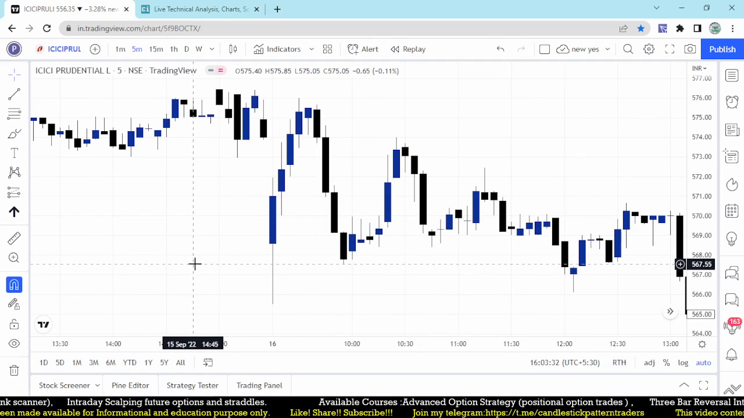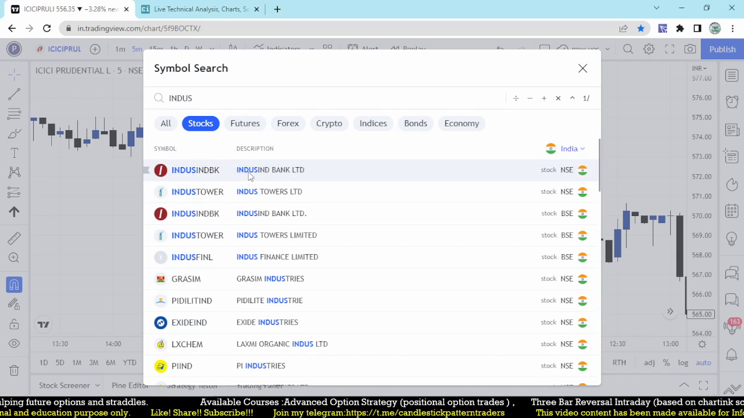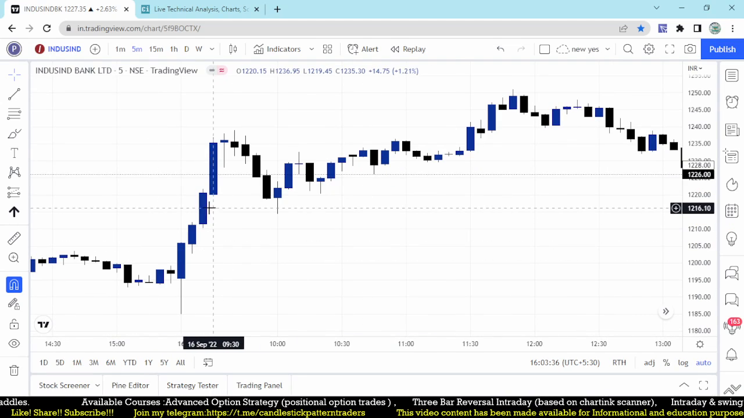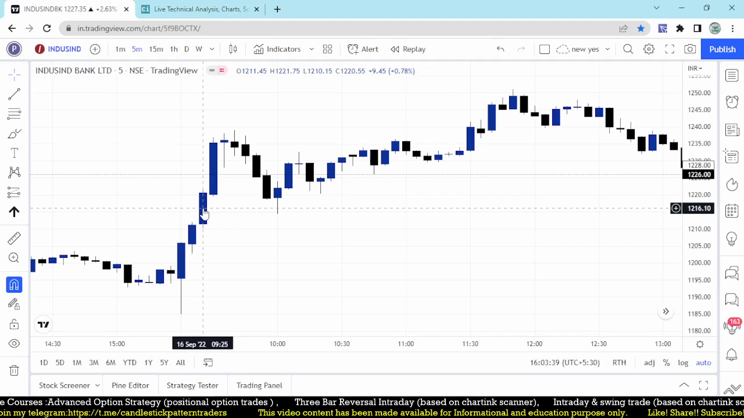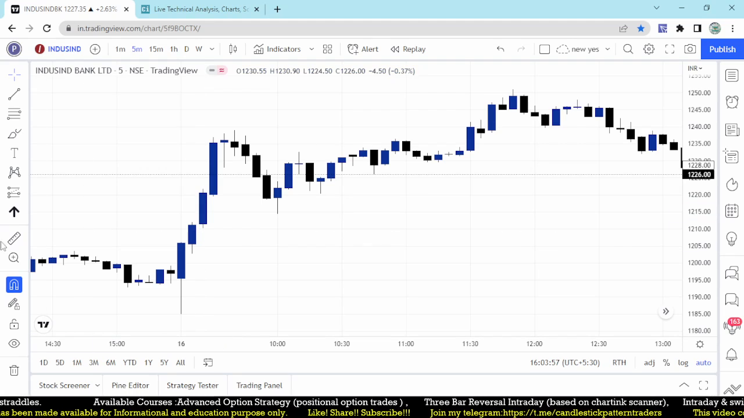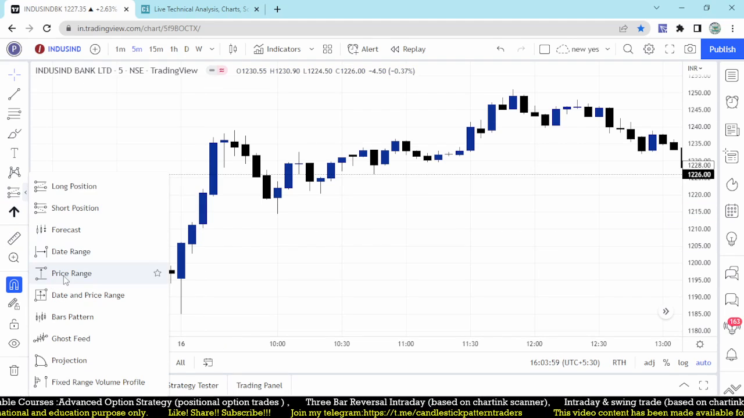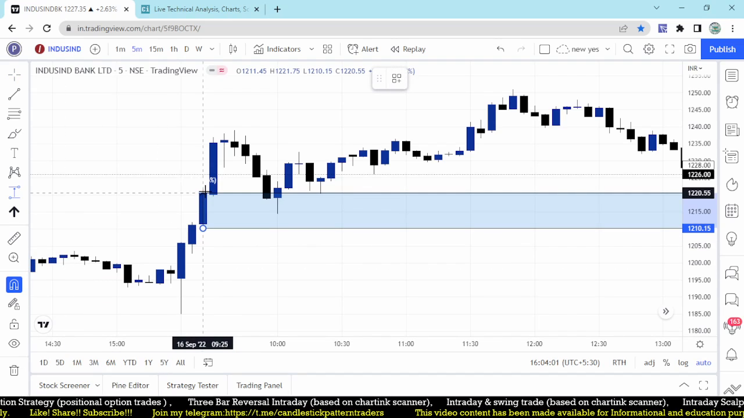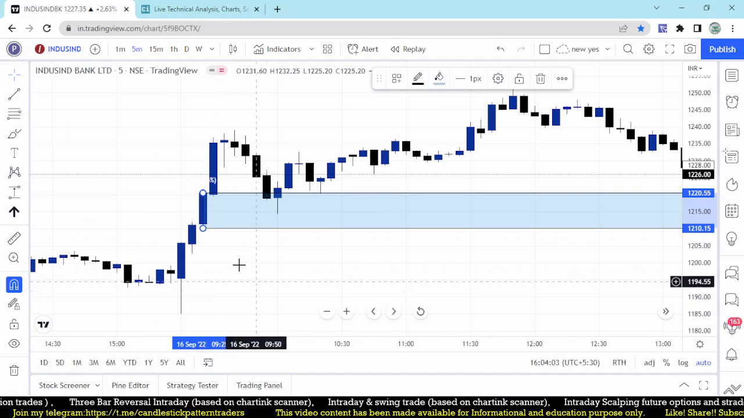We are going to take my investment bank first. This is the third 5 minutes candle. The high and low of that candle are somewhere around 1221.75 and 1201.15. So we are taking somewhere around 11.5 or 11.6 rupees, near about 12 rupees risk for the trade, and my stop loss for the trade should be that low of 1210. So let's look at this.